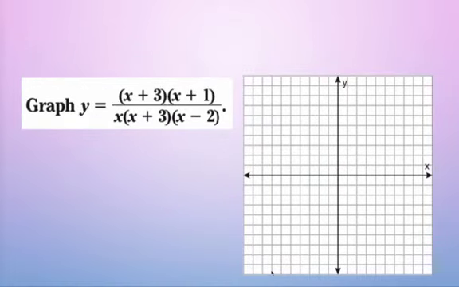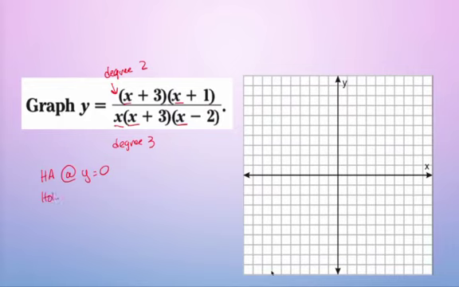All right, so using what we know about functions, graph y equals (x plus 3)(x plus 1) over x times (x plus 3) times (x minus 2). So we know that the numerator has a degree of 2, so we've got 2 x's. The denominator has a degree of 3. So the degree of the numerator is less than the degree of the denominator. There's a horizontal asymptote at y equals 0.